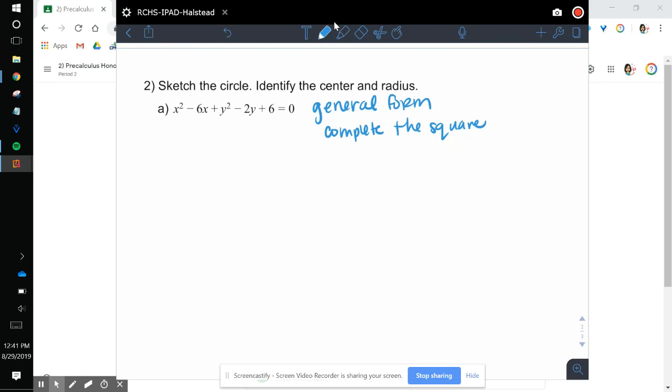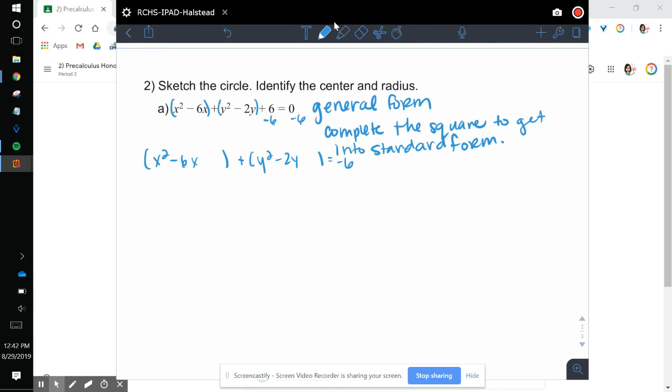So, make perfect square trinomials to get into standard conic form, or circle form. We do that first by grouping the x's and the y's. So I'm going to group the x's and group the y's, and subtract the constant to the other side. So I get x squared minus 6x, leave a space, plus y squared minus 2y, leave a space, is equal to negative 6. I need to determine what needs to go in these two boxes right here.